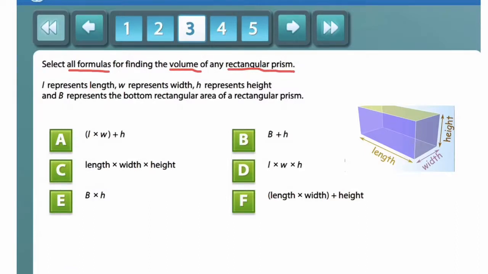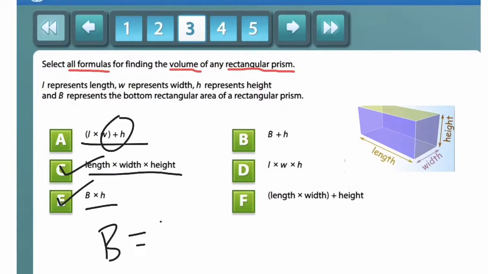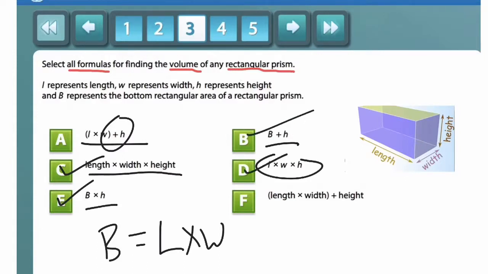They're asking us to select all the formulas that we can use to determine volume. So this would not be a formula because you don't add to find volume. Length times width times height is yes. Base times height is yes, because base is the same as length times width. So that is a yes. Base plus height, no, you don't use that. Length times width times height is yes. Length times width plus height is no. So it'd be C, E, and D.